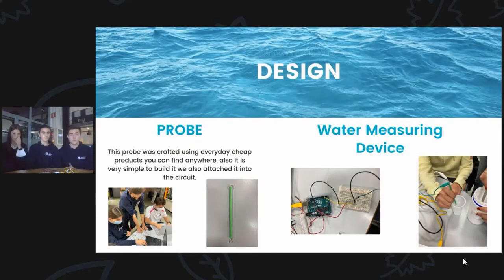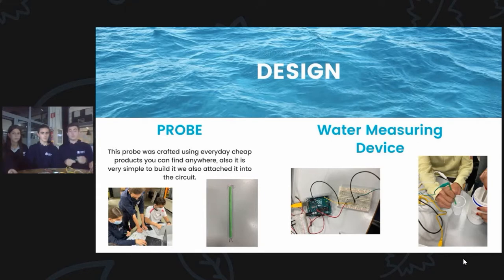Now we're going to talk about the design. First of all, the design consisted of the probe. The probe was made from everyday products that we can find anywhere near us. For example, we made a really rudimentary one, which consisted of a straw, popsicle sticks, and two copper cables. In contact with the water, it can analyze the amount of particles that the sample of water contains.